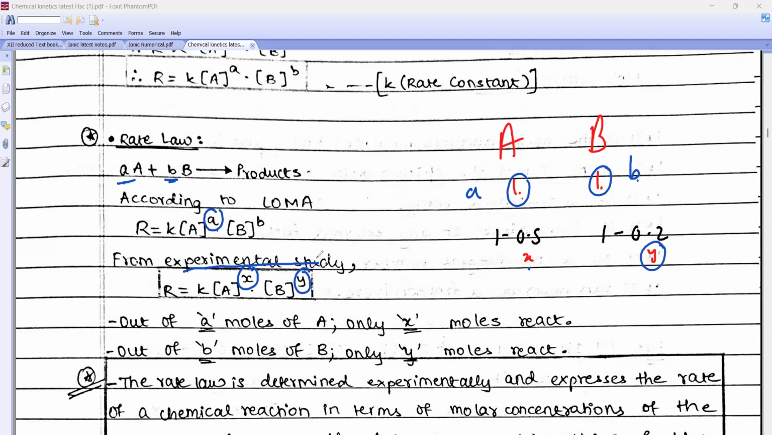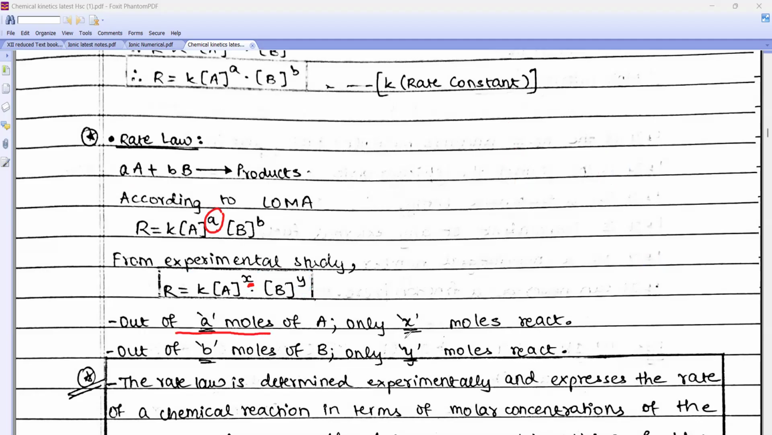Clear. So this is known as rate law. Look, I have written here also. Out of A moles, how many reacted? X. Can you see, out of A moles of A, only X moles react. And out of B moles of B, how many react? So what is this rate law? Rate law also gives you a relation between the concentration of the reactants only, raised to the coefficient, not their stoichiometric coefficient, raised to the coefficient which has been derived by which study? Experimental study. That is very, very important.